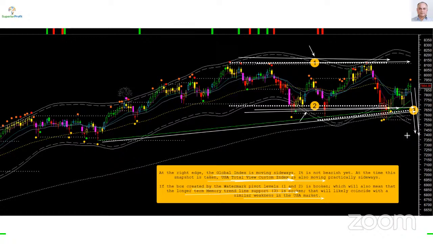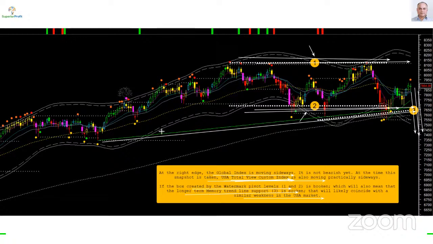The global index broke down and the USA market also broke down. Again, a particular USA index might have broken earlier, but the total view index was moving sideways mostly when the global index was moving sideways, and they broke down. One might have broken down a bit earlier, but both of them broke down eventually. And we could study the global index to have an idea what is more likely going to happen in the USA market and vice versa.